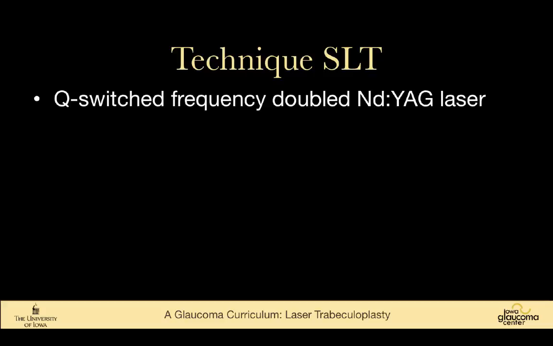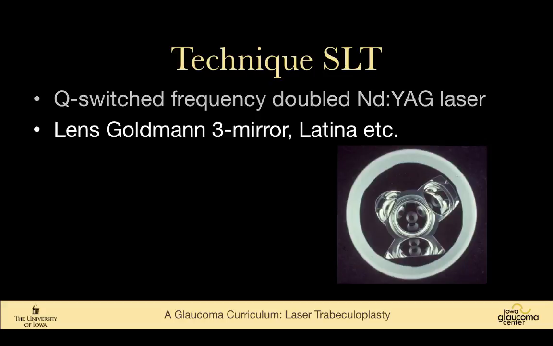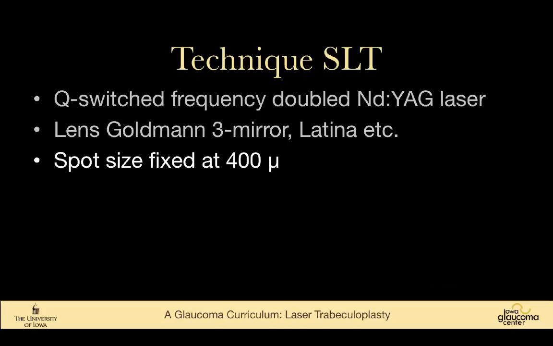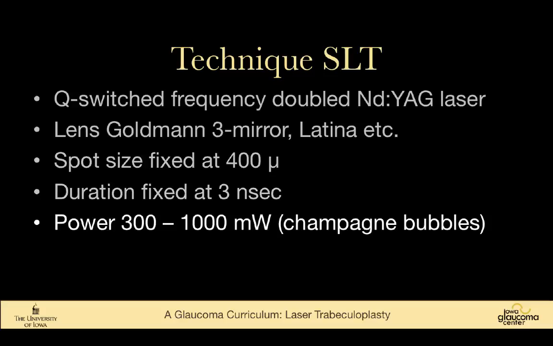SLT is newer. It's a Q-switched frequency-doubled neodymium YAG laser. Again, this is delivered through a Goldmann style lens. There is a Latina lens that is specifically designed for SLT. It has a fixed spot size that's much, much larger. So instead of 50 microns, it's 400 microns, and it really covers the whole trabecular meshwork. The duration is also fixed at 3 nanoseconds, and then the power is adjusted until one sees champagne bubbles, these fine bubbles that come off the trabecular meshwork.